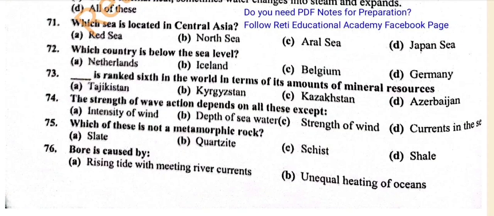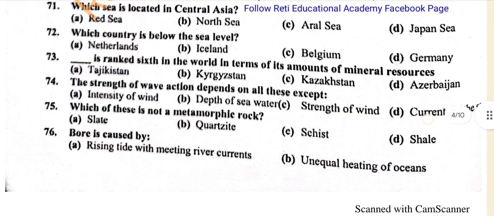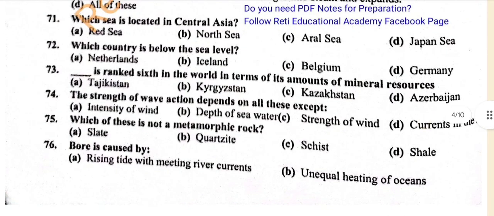Question number 73. Dash is ranked 6th in the world in terms of amounts of mineral resources. A. Tajikistan, B. Kyrgyzstan, C. Kazakhstan, D. Azerbaijan. And the correct answer is C. Kazakhstan.